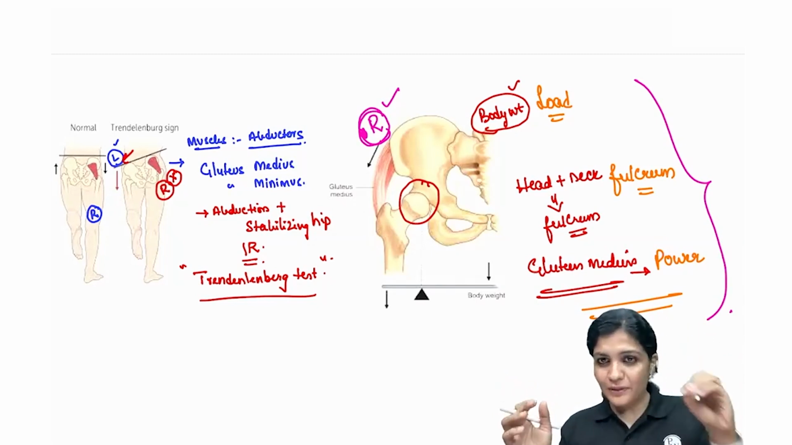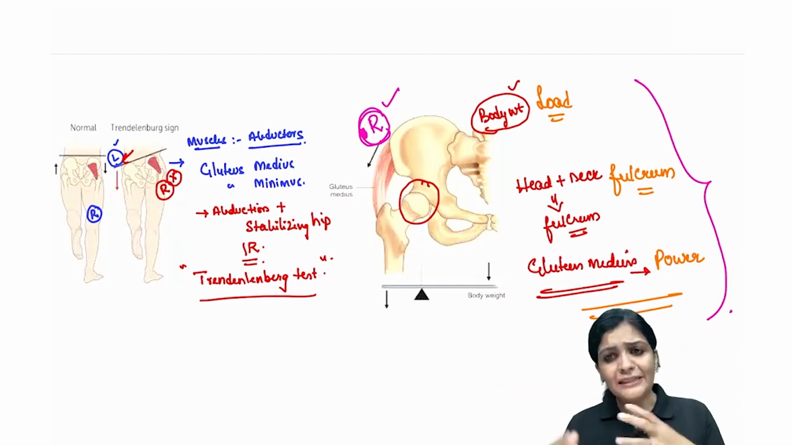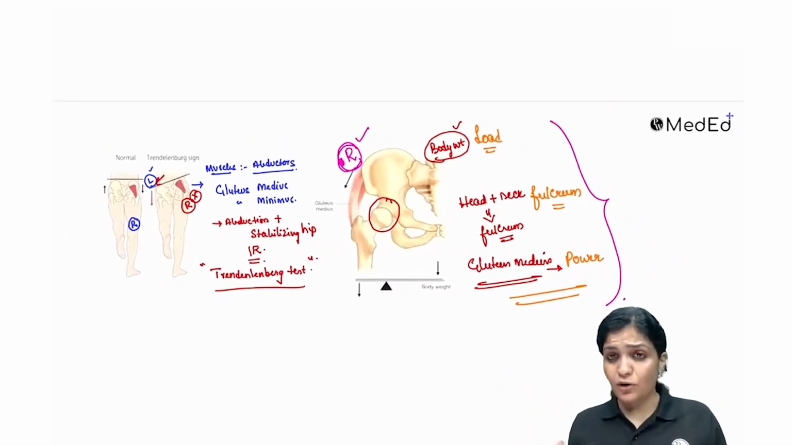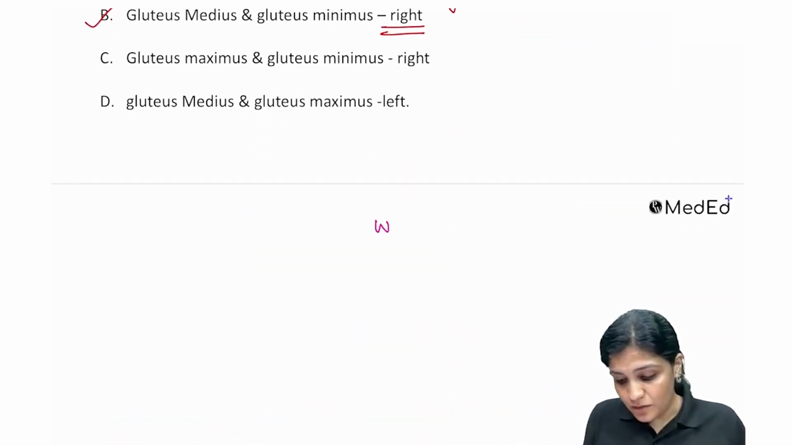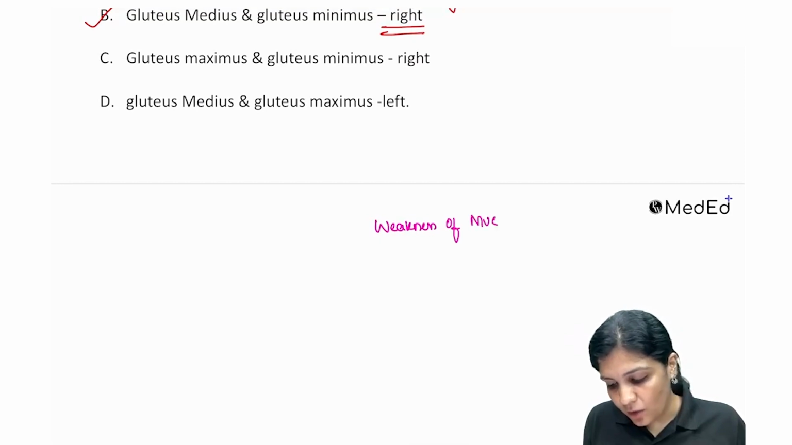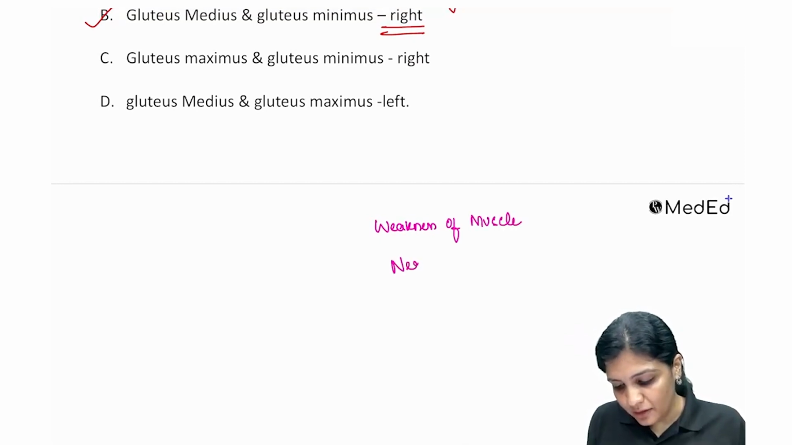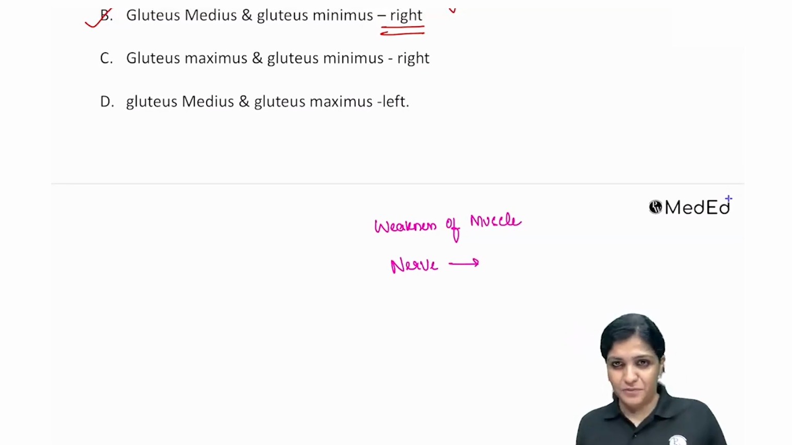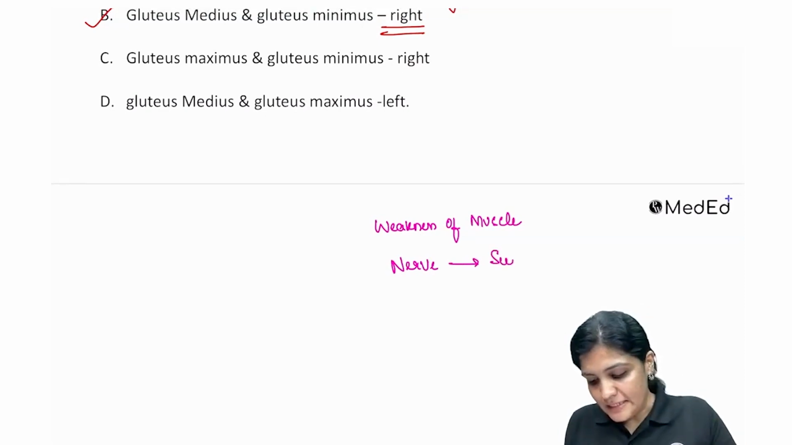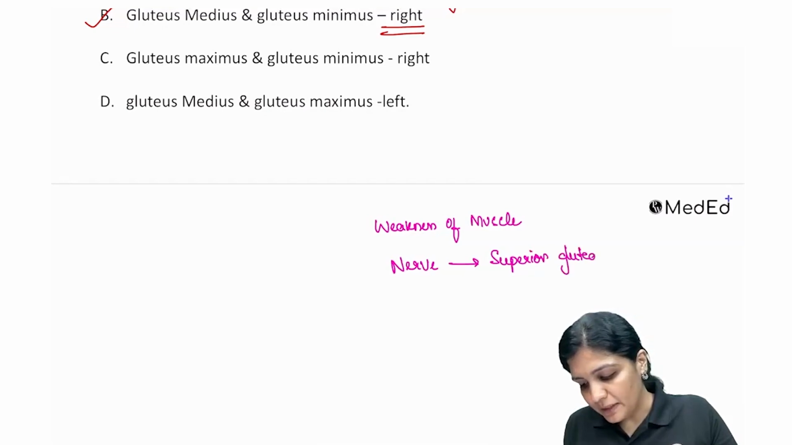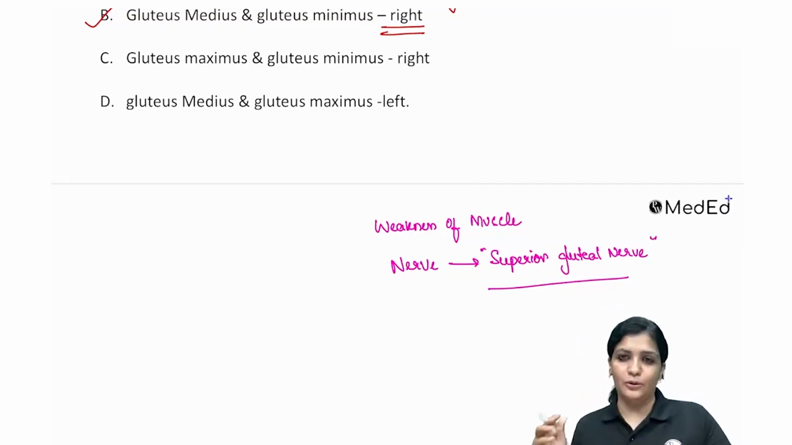So whenever there is a problem, why would the problem result? The problem results because there could be a weakness of these muscles, or there could be damage to the nerve. So what is the nerve supply of these particular muscles? The nerve supply is the superior gluteal nerve. The superior gluteal nerve is the nerve which supplies the gluteus medius and the gluteus minimus.